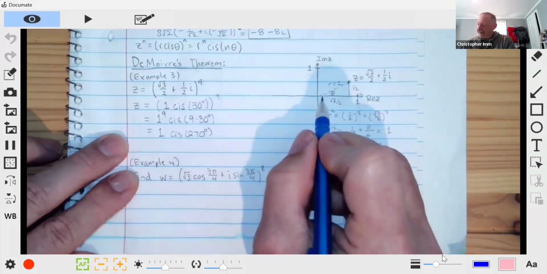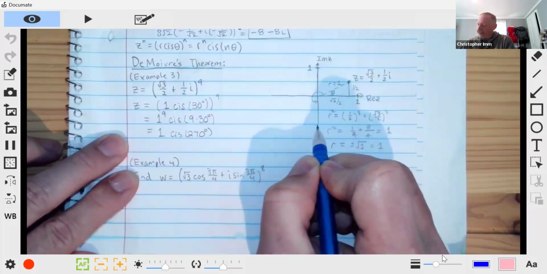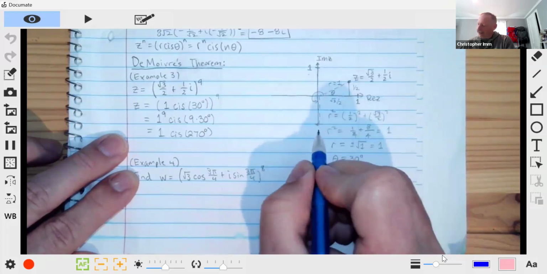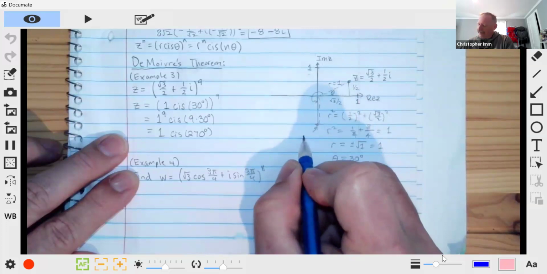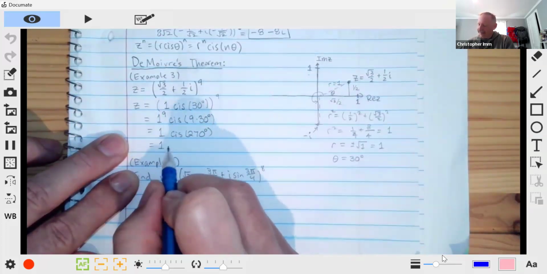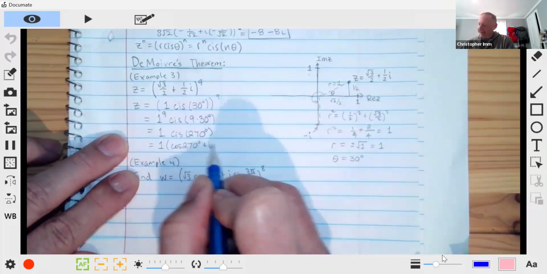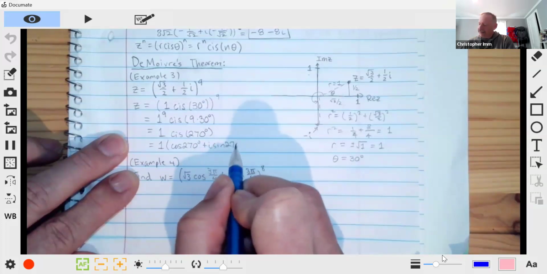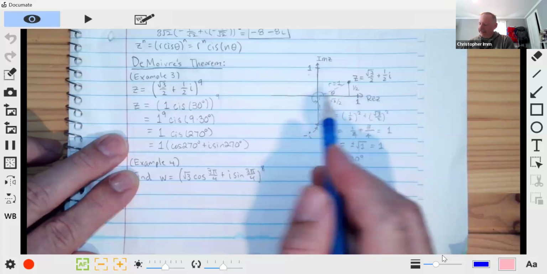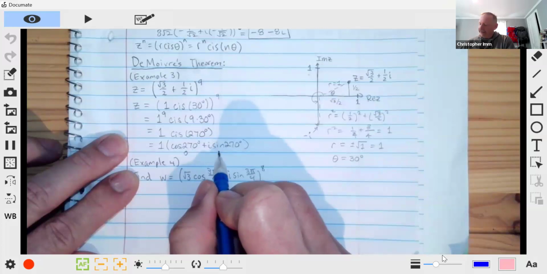And 270 degrees is going to put us right over here, and we're going down one. So our new number is going to be down here at essentially negative i, right? Because when we think of cis, that's cosine of 270 degrees plus i sine of 270 degrees. But cosine, since we're not going left or right on the unit circle, is zero. And sine, since we're going down one, is going to be negative one.